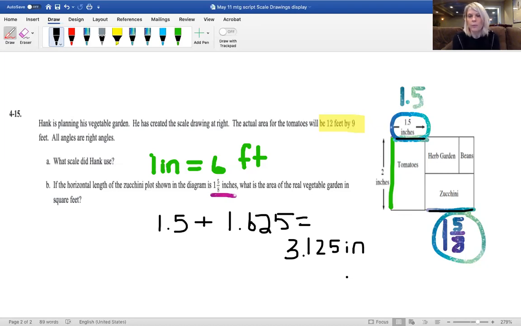Okay, now what do we do? What are we going to do with this information now? Think about it this way. I don't want the length of my scale drawing. I should say the area of my real garden, which is 12 feet by 9 feet. So what do I have to do here, guys? Any ideas?